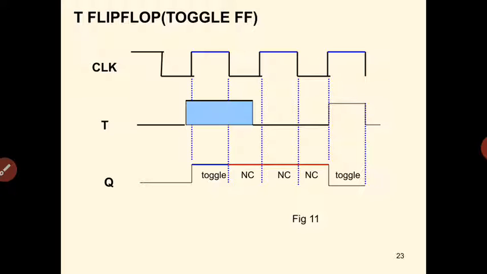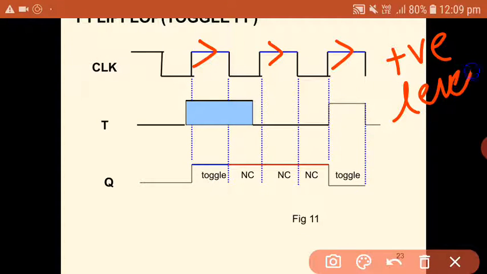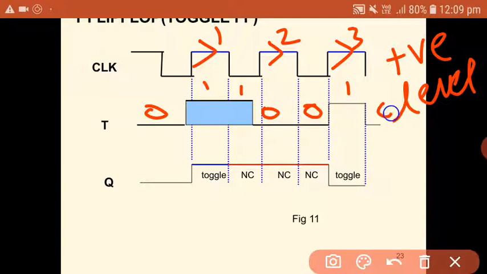In the similar manner that we have seen for D flip-flop, you can also analyze the same. Here 3 clock pulses are applied. Again I am considering positive level triggering. This is the first clock pulse, second clock pulse and third clock pulse. Let us say T is 1, 0, 1. The output will be 0, 0, 1, 0 and so on.